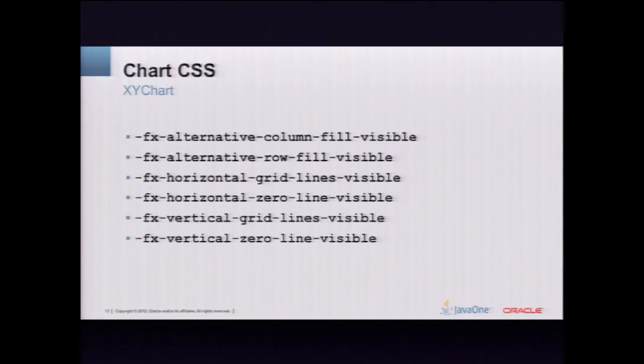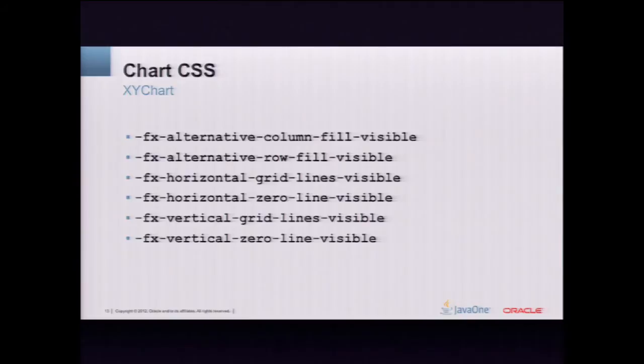In terms of the XY chart, there are a number of other styling elements that you can use. These are all booleans, so you basically turn these things on or off. The first two are alternative column fill visible and alternative row fill visible. If you've got a number of rows or columns in your graph and you set it to true, it will use different colors for the alternate rows or columns, so rather than just one color underneath the graph, it alternates the colors to make it easier to see where the changes in the rows and columns are.